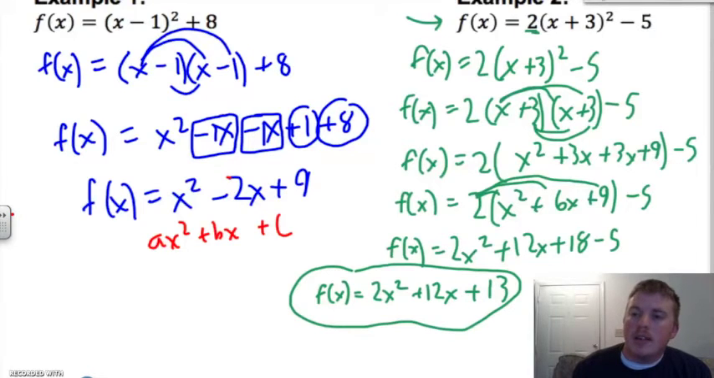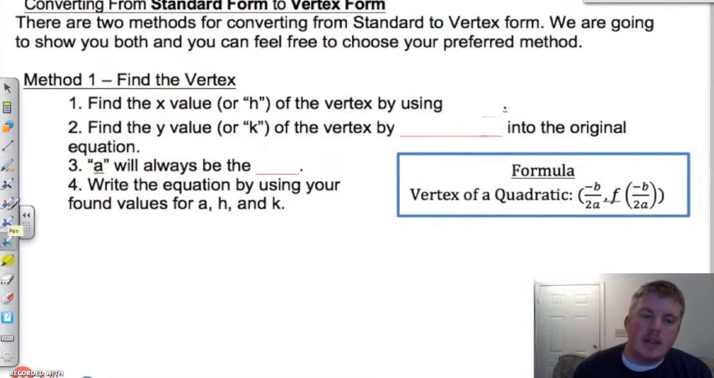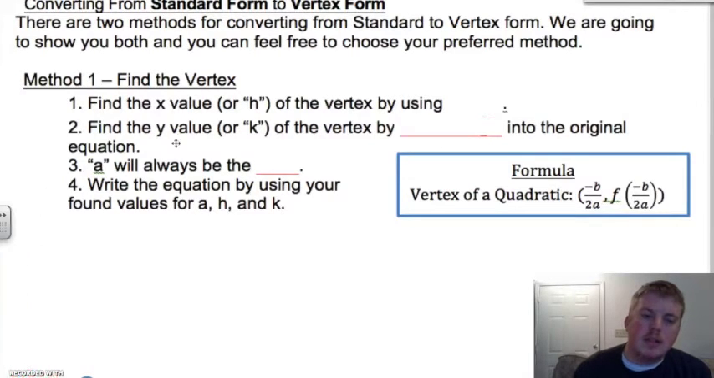What we're going to look at next is going the other way, going from standard form into vertex form. This method is just a little bit different. It might be a little bit trickier to get the hang of at first, but it's still not too difficult. So it says in our notes that there are 2 methods. We are only going to show one because we think that this is the easiest method, and the quickest and most efficient for you to use.